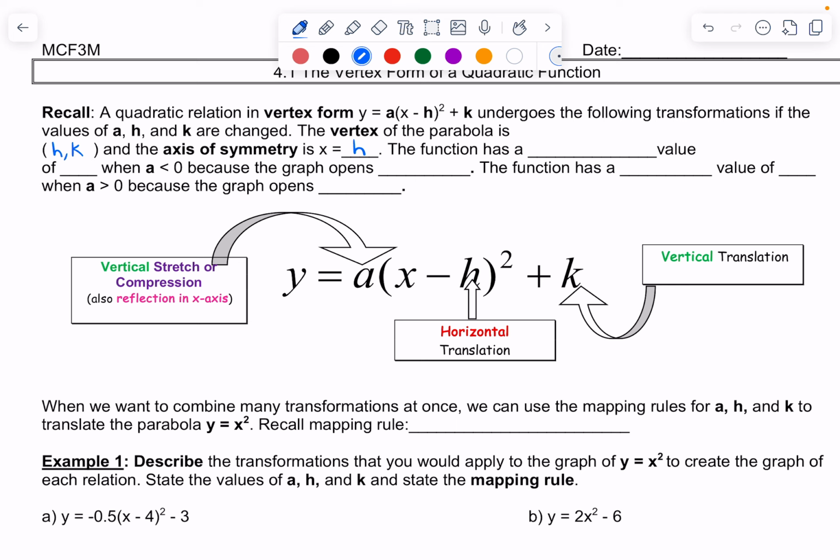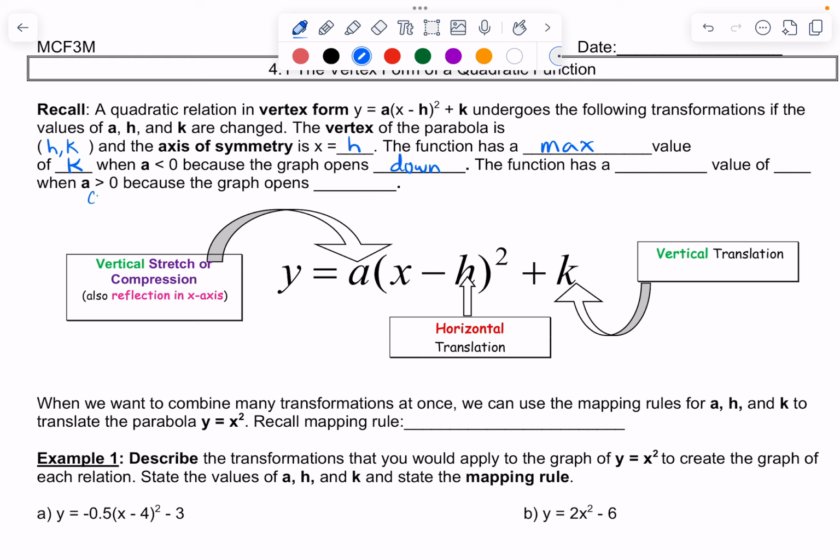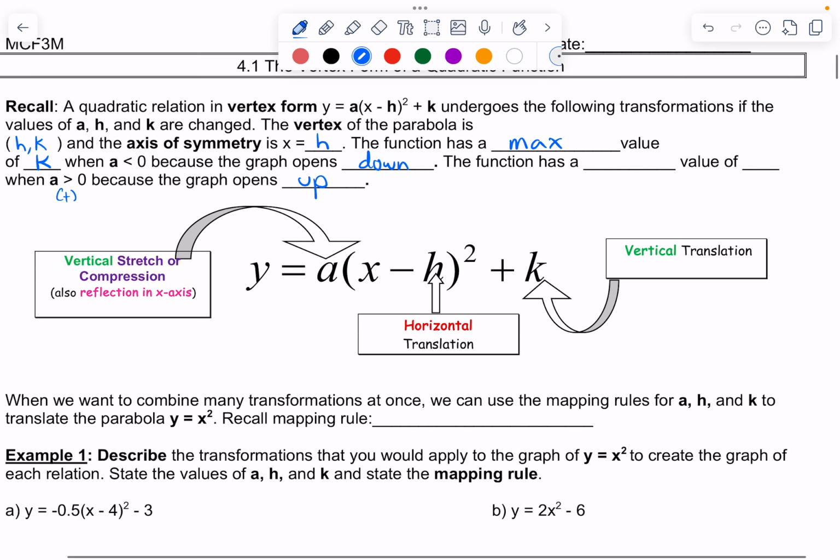The function has blank value of blank when a is less than 0. So if a is less than 0, meaning a is negative, the graph opens down. So if it's opening down, the function has a max value, and that max value is at k. The next sentence: the function has blank value of blank when a is greater than 0. So meaning this is positive because the graph opens up. So if it was opening up, this would be a minimum value of k.